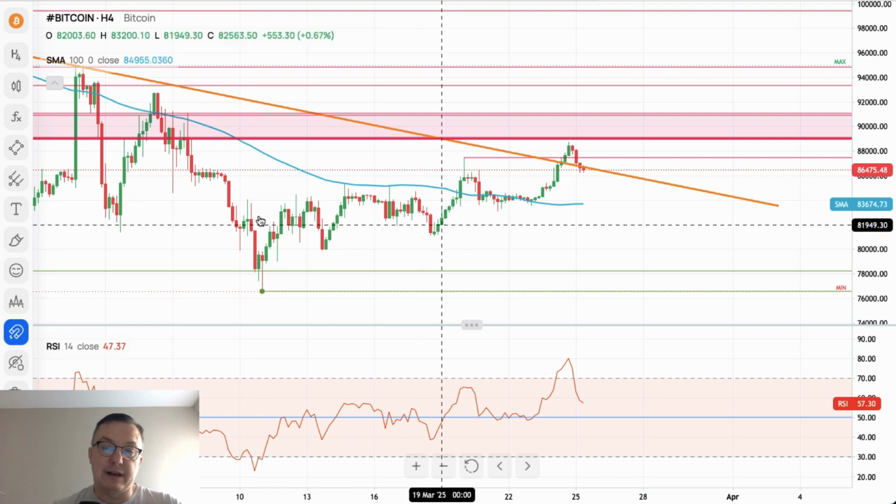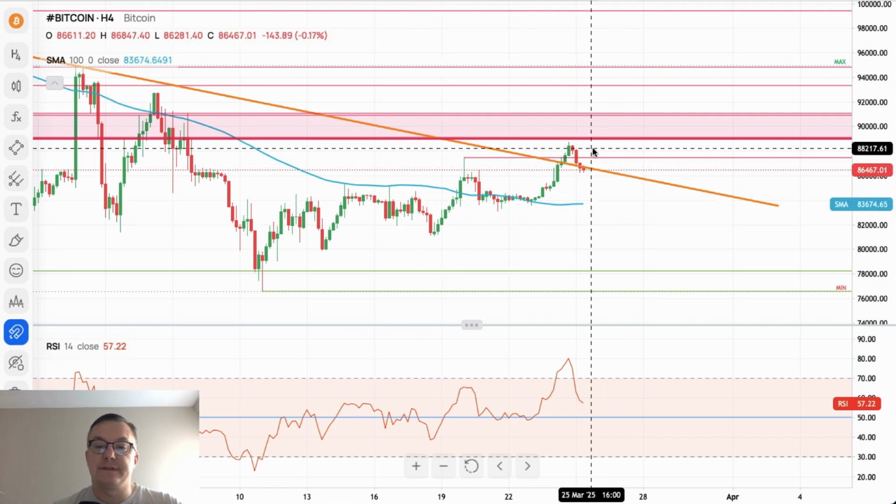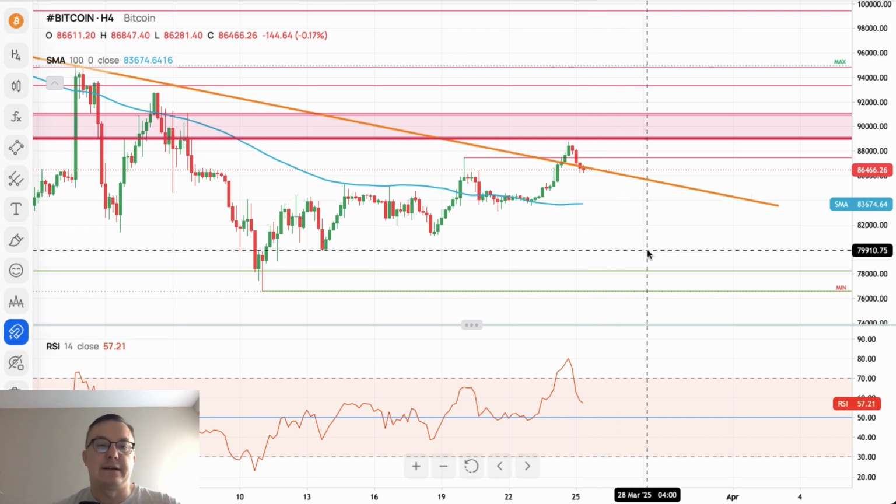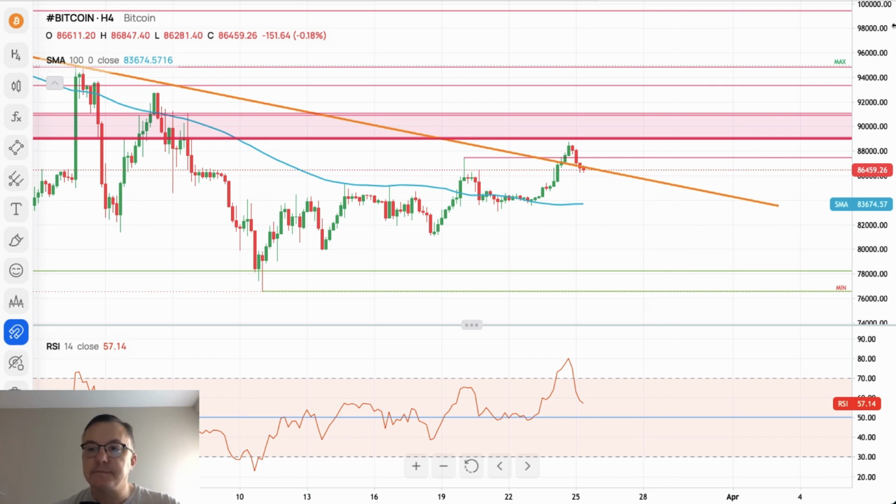So it doesn't actually look impressive. It looks impulsive as well, but it looks corrective, and we should see reversal on the Bitcoin quite soon, which means that the reversal on the other markets should be happening quite soon as well.